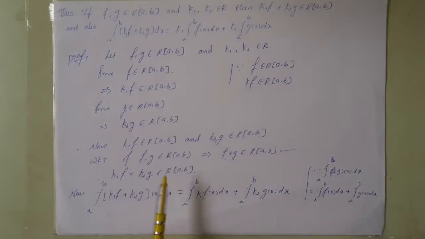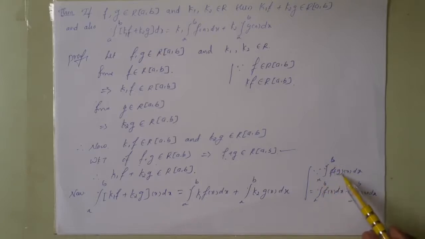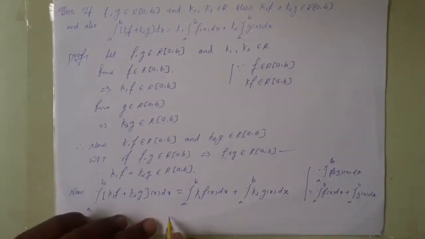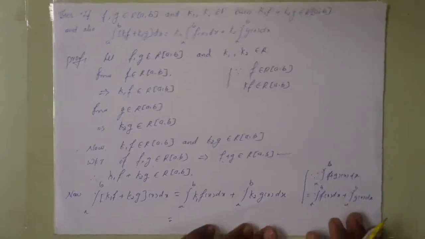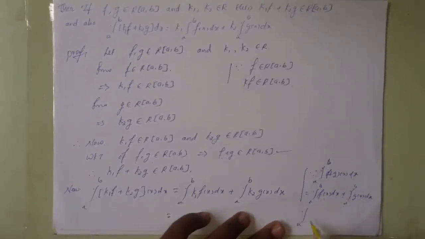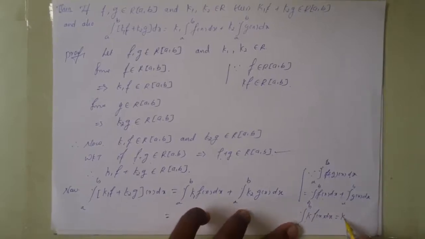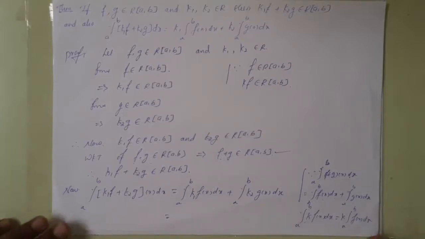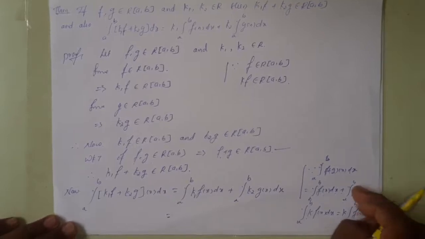So, here if the sum of two functions is a Riemann integrable function, then the integral, that means integration over a to b of (f plus g)(x) dx, can be written as integration over a to b of f(x) dx plus integration over a to b of g(x) dx. And again here we have one more result, that integration over a to b of k times f(x) dx is equal to k times integration over a to b of f(x) dx. This is also already proved, and this also already proved.